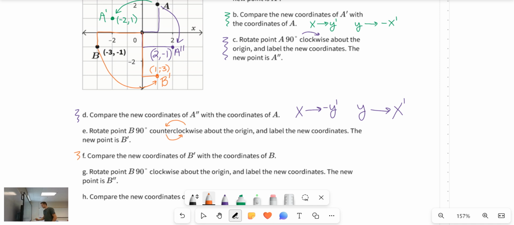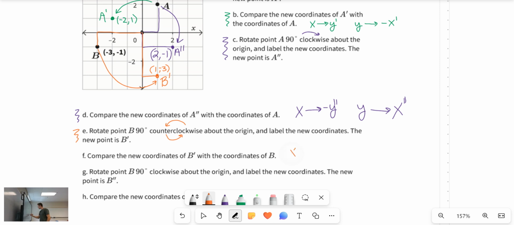All right, so we've done F. Oops, sorry, that was not F, that was E, wasn't it? We've done E in orange. Compare the new coordinates of B prime with the coordinates of B. Oh, and I realize on this previous one, I've got to go back in purple, these were double primes that we were doing, not single prime. We were going from the original point to the double prime. So we've got to make sure we have that written correctly.